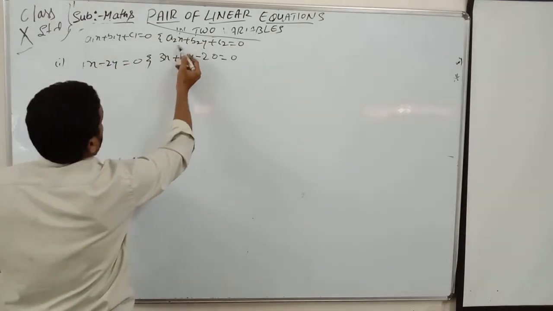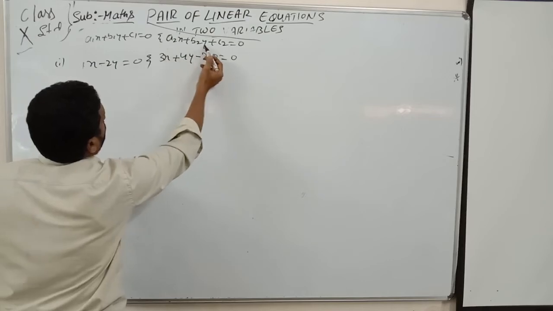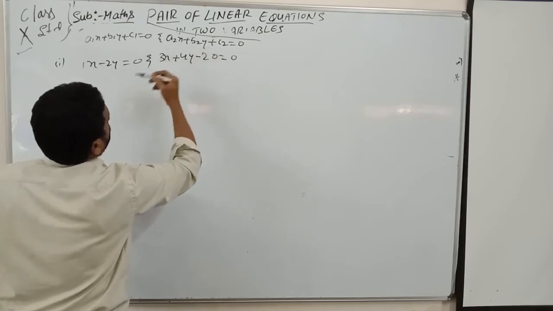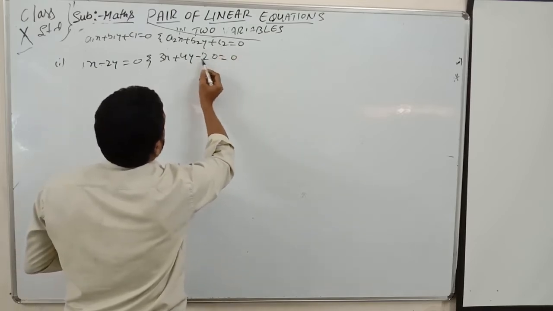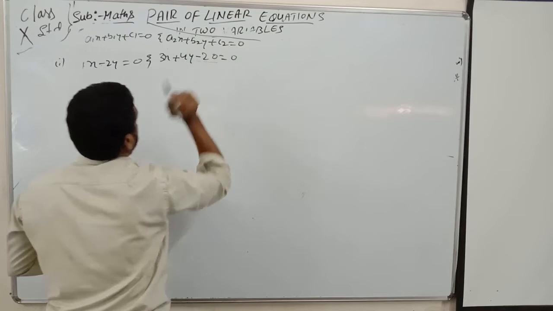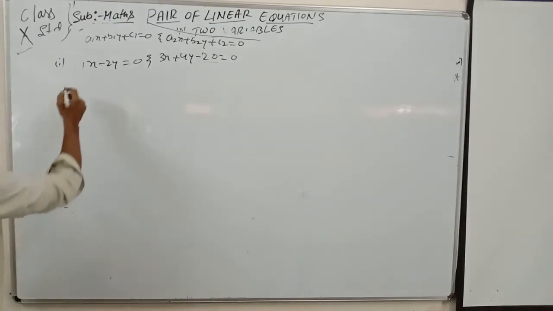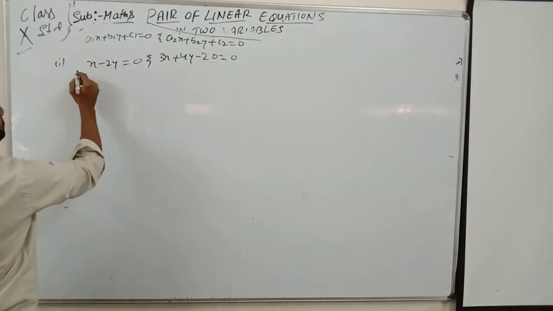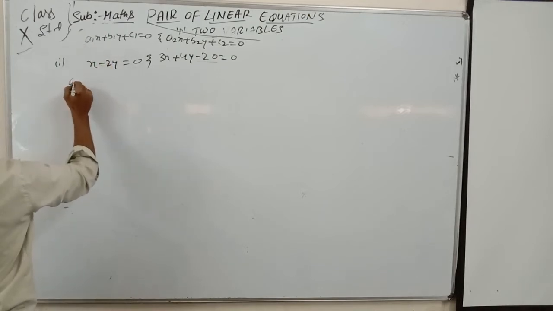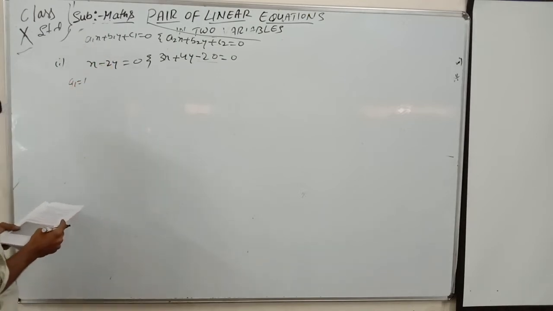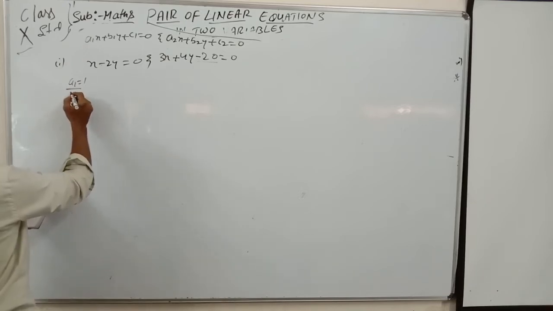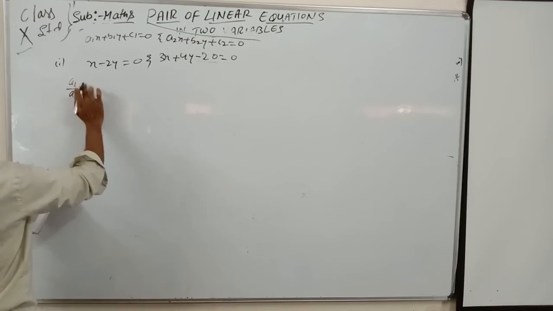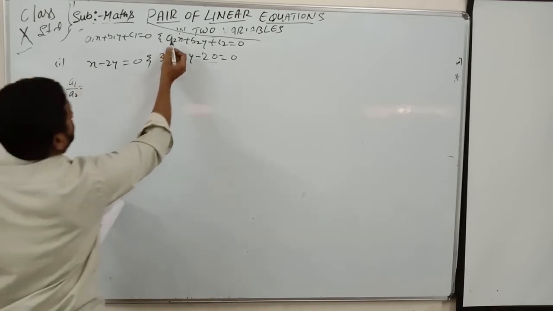Next, a2 value is 3, b2 value is 4, and c2 value is minus 20. Minus also you should consider, so c2 is minus 20. So a1 is equal to 1, and a1 by a2 is 1 by 3, since a2 is 3.